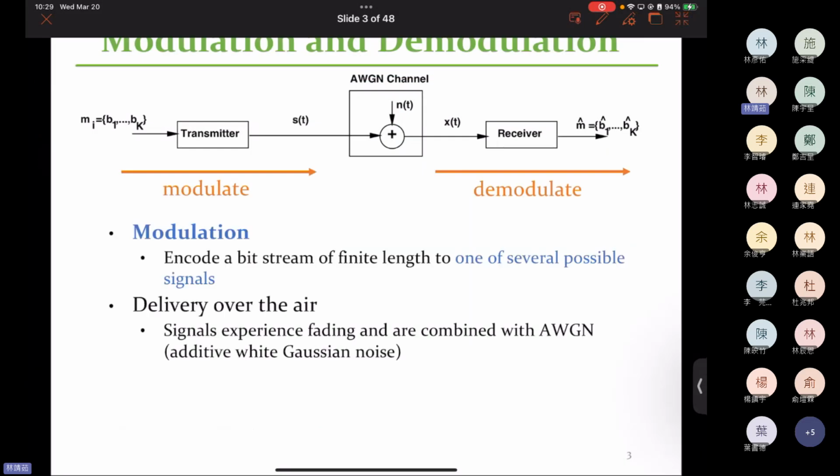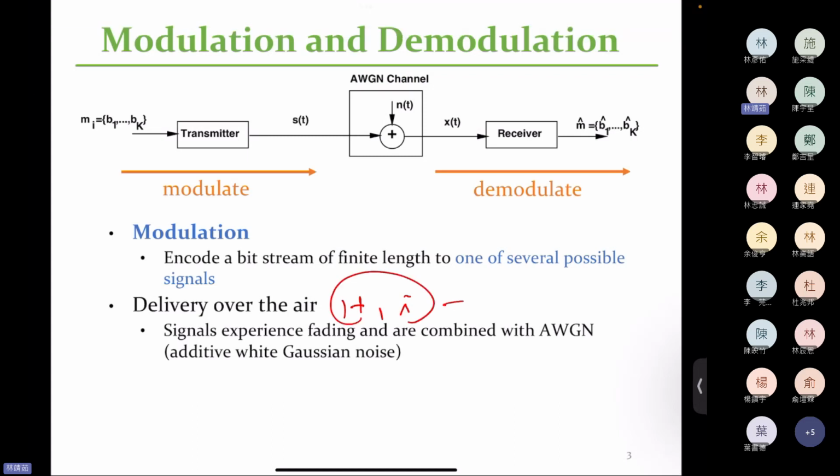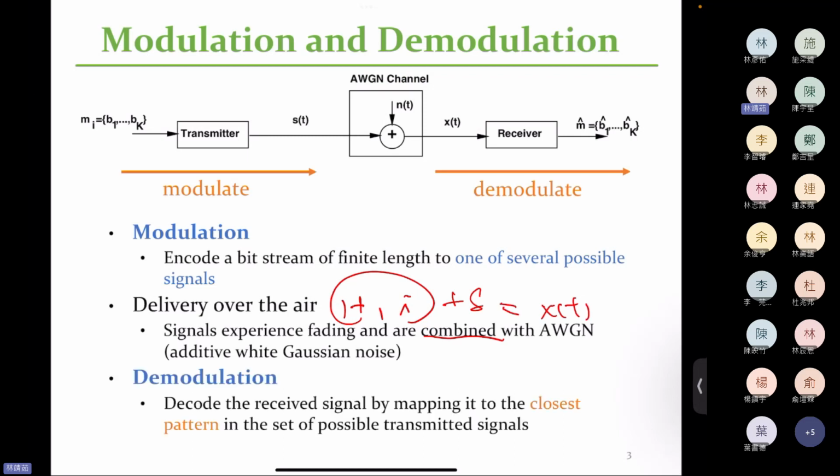And then once you get your a plus bi, for example, let's assume we are transmitting 1 plus 1i, and it goes over the air, you might receive some noise, and then the signal and the noise will combine together and become the received signal X. And then given this received signal, you try to convert this signal back to the bit pattern. And remember, from the previous example, our possible set of complex numbers, for example, is 1 plus 0i, 0 plus 1i, 1 plus 1i, 1 minus 1i.